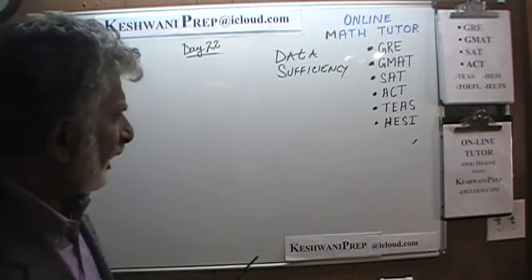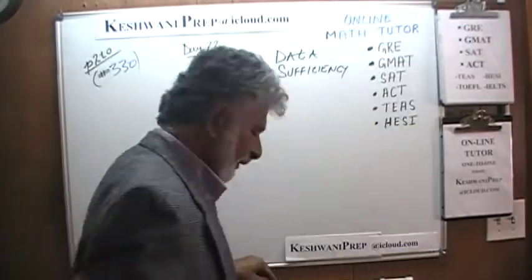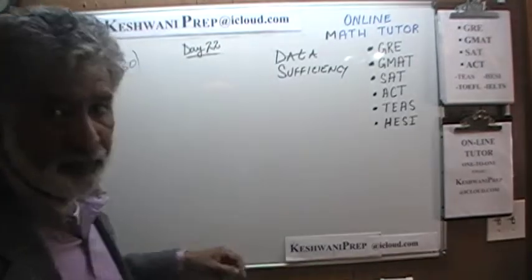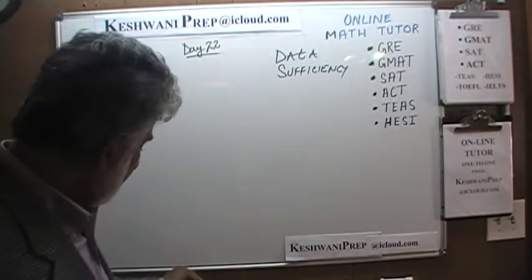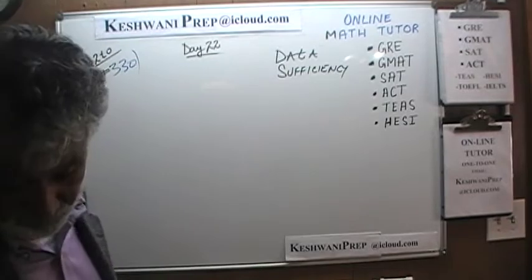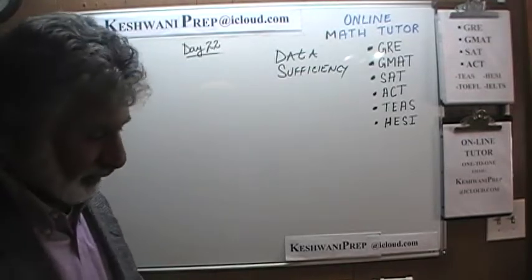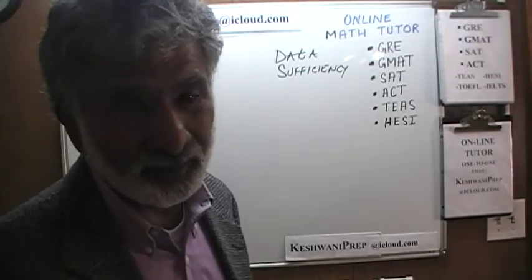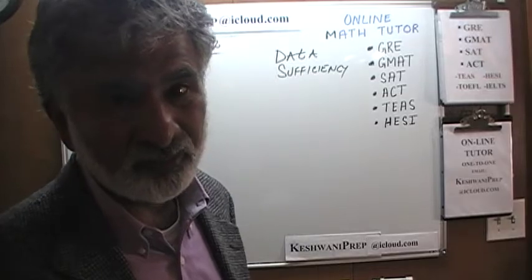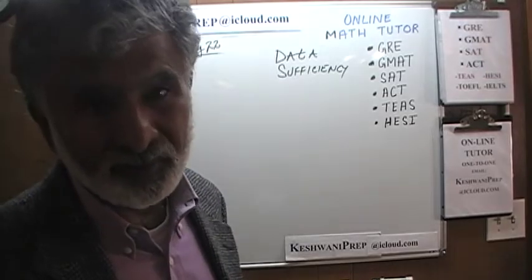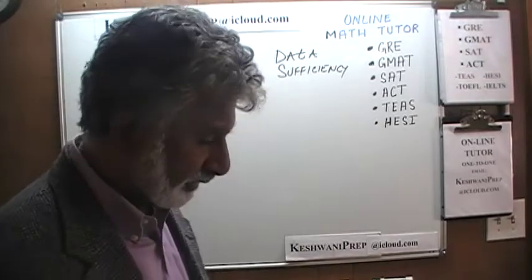As you can see, some of them require some thinking. Some of them require some simple calculation, and some, on the other hand, are quite easy, very straightforward. If they tell you that A is even and B is even, and one statement tells you that A is even, and the second statement tells you that B is even, then obviously A plus B must be even too, the one we just did.